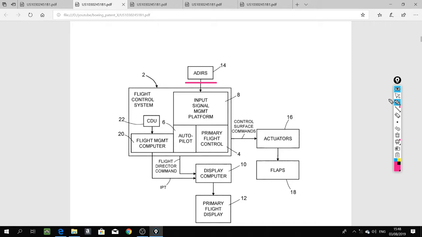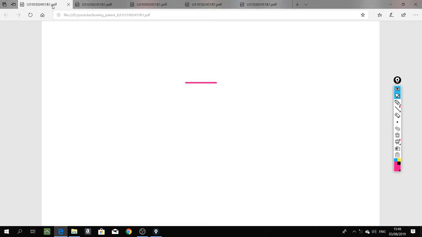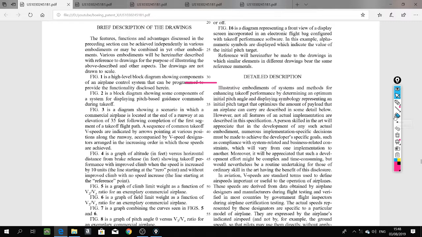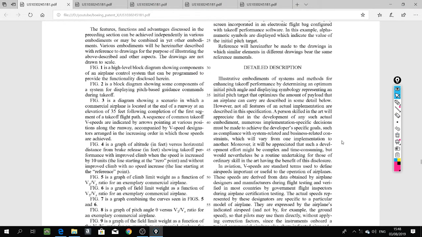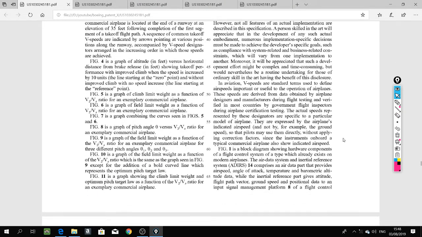ADIRS is a whole bunch of sensors which sense the outside environment and give the data to the input signal management platform, which processes this data, right? So what's inside the ADIRS? ADIRS stands for air data and inertial reference system. So it is getting air data and inertial reference data, right?